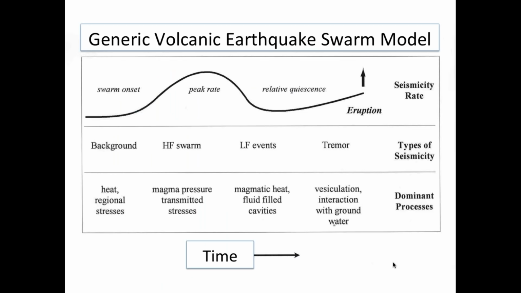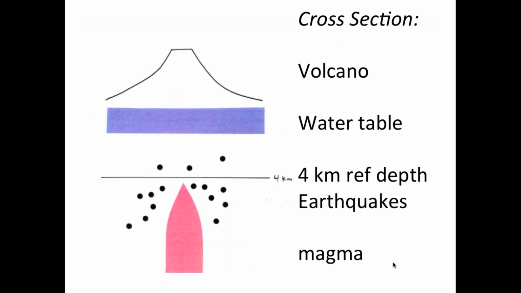So if we look at the sequence, you're asking to switch from background to the onset of the high-frequency events. Basically, we think that the molten rock starts to move. What's driving it ultimately is density difference. The molten rock, because it's hot, expands, so its density is lower. New magma is being fed from below. Eventually, the magma sitting there becomes gravitationally unstable and it starts to move.